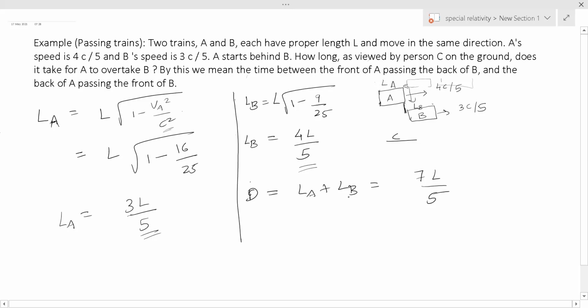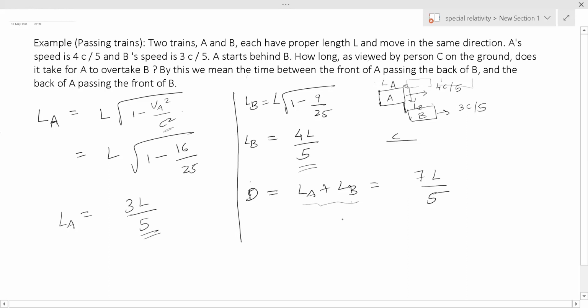Right? Yes, sir. Right. Now, what do we need? We need to find the time taken for this train to cross this distance. All right. What's the time taken by this train to cross this distance?